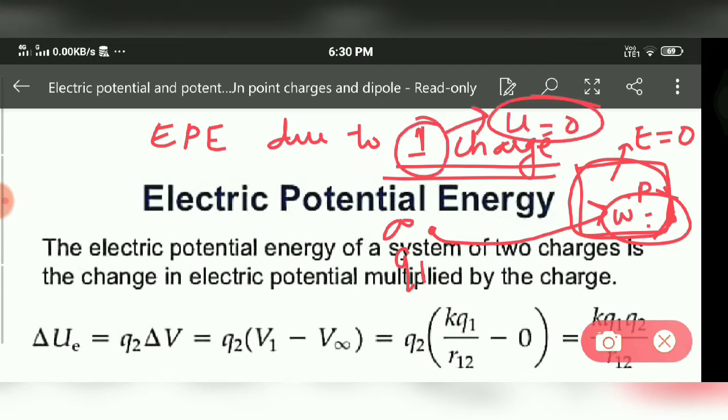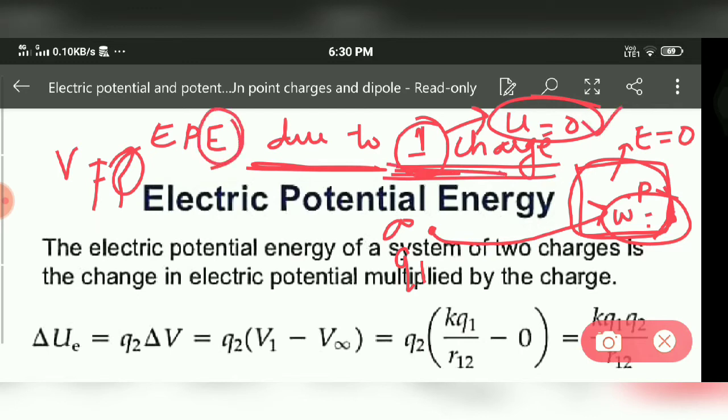So electric potential energy U due to one charge is 0, not V. V is not going to be 0 due to a point charge, but electric potential energy due to a point charge is going to be 0, because there is no force against which work is to be done.